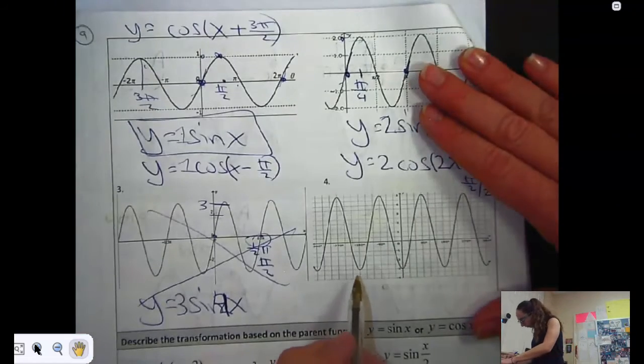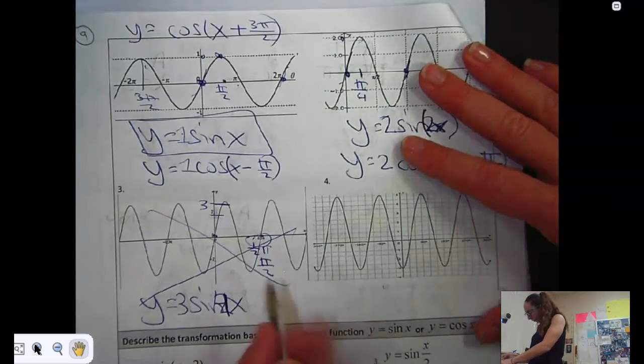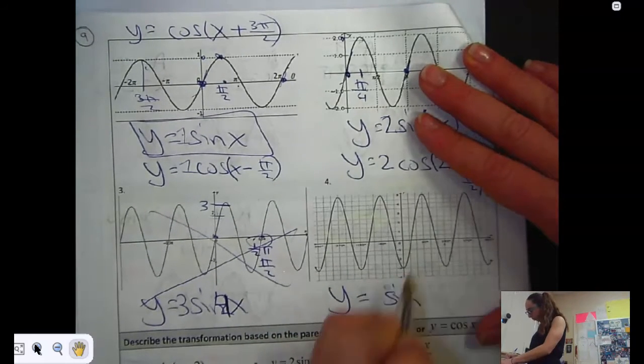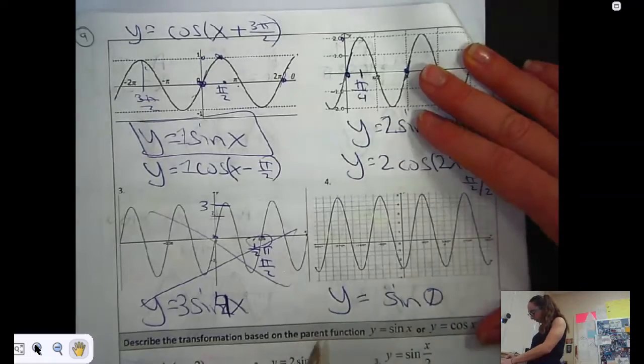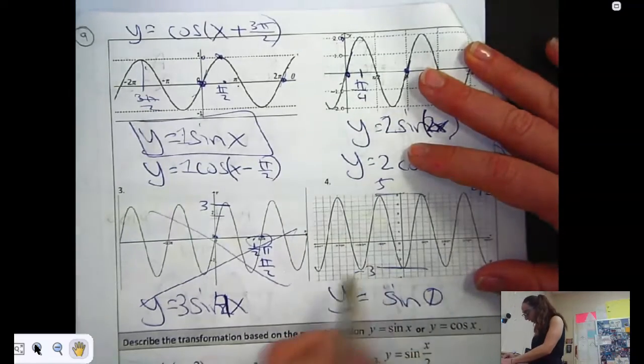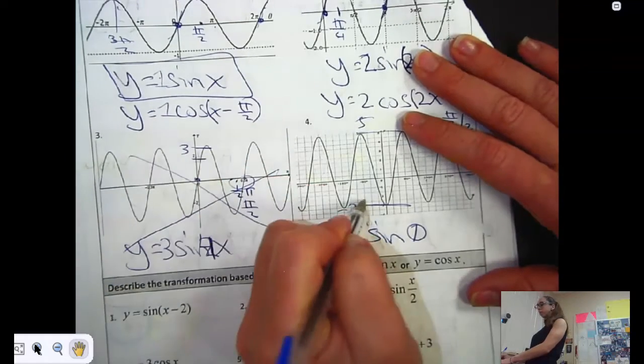Let's go to number 4. That one's really hard to read. Okay, let's do this one. So this is a good one. So sine, am I going to do x? Nope. It's in degree mode, theta. Okay, amplitude. The top is 5 and the bottom is negative 3. Oops. So it's not the same. The total distance is 8.